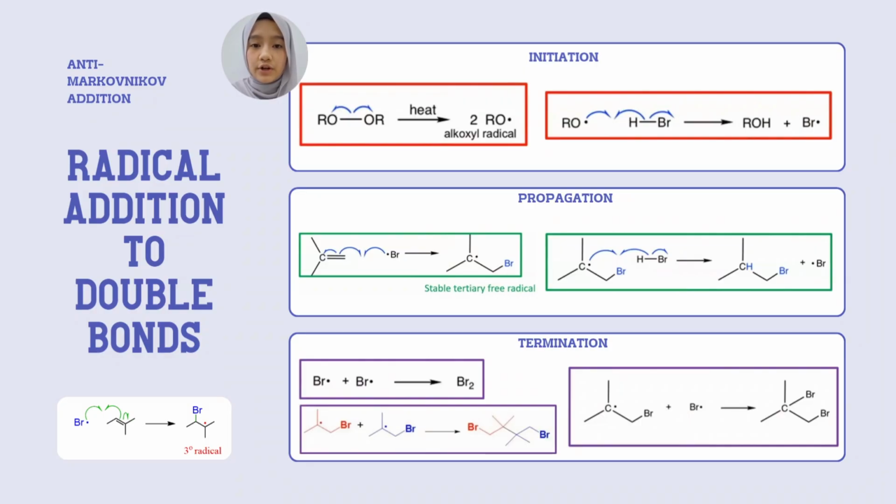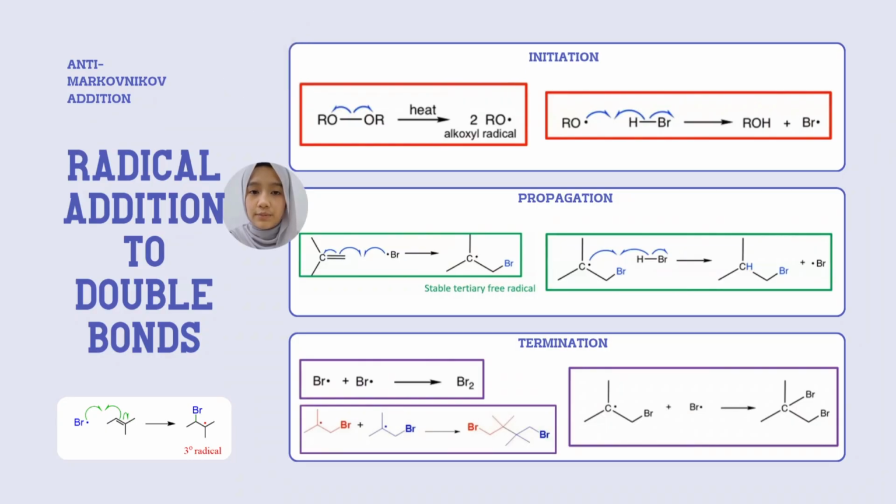Then, the formation of the bromine radical occurs. The alkoxy radical is very reactive. It abstracts a hydrogen atom from HBr, which produces an alcohol and also a bromine radical. The bromine radical is used in propagation.